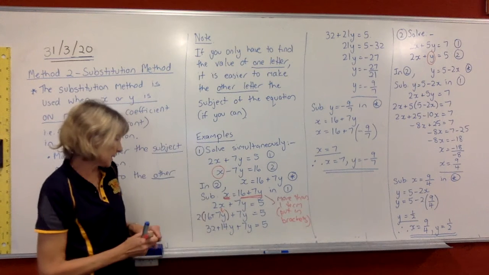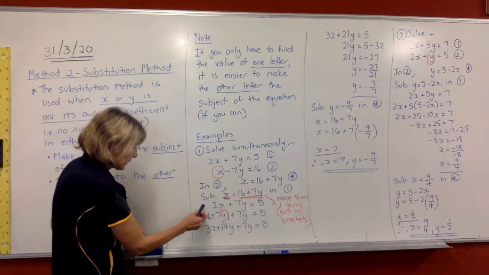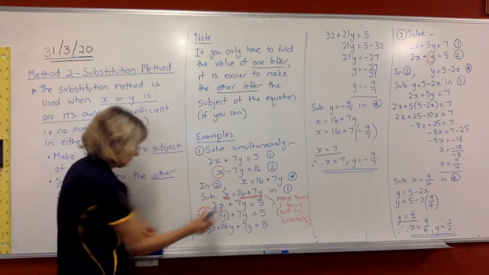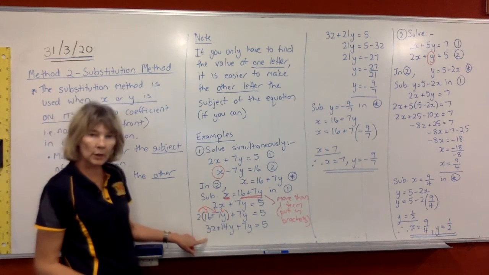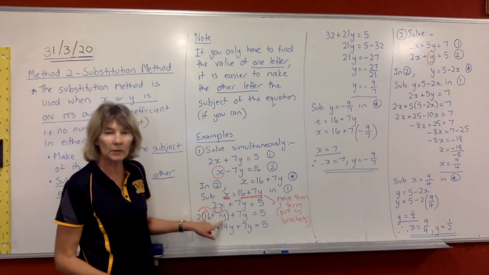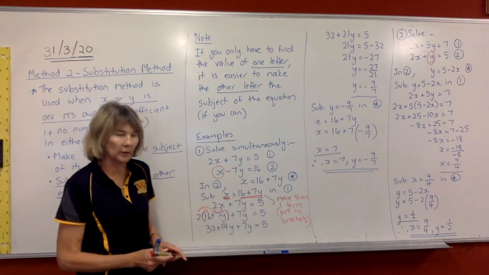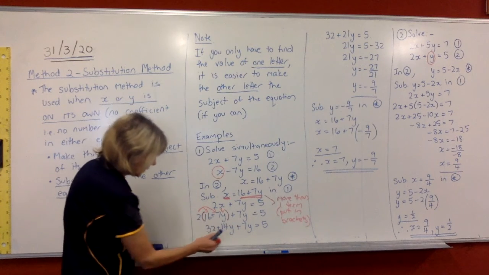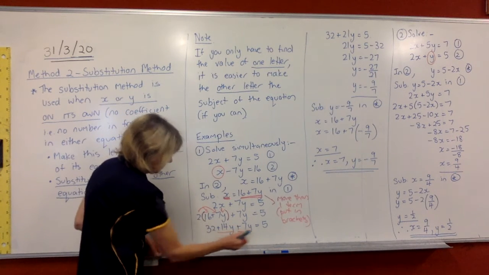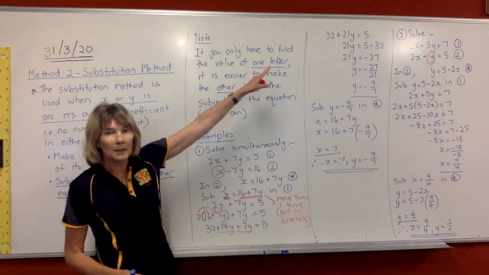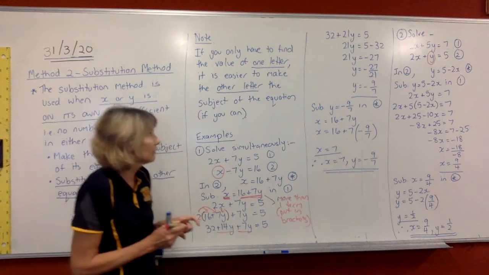Otherwise, you're going to make a lot of mistakes. So then we're just going to expand our bracket. 2 times 16 is 32. 2 times positive 7y is positive 14y. And just continue with the rest of it. Okay, so we're going to collect our like terms here. And we get 32 plus 21y equals 5.